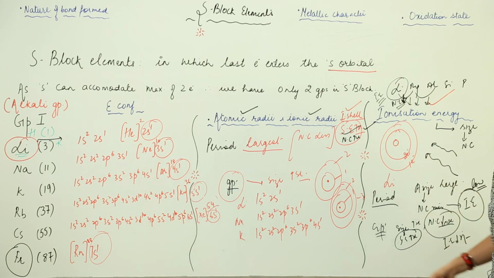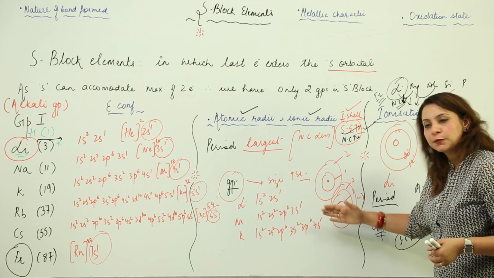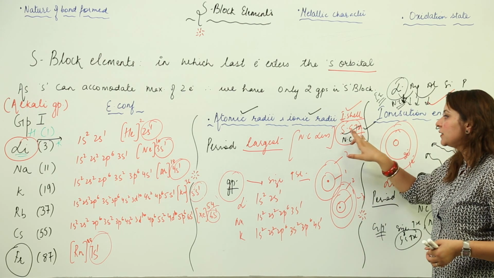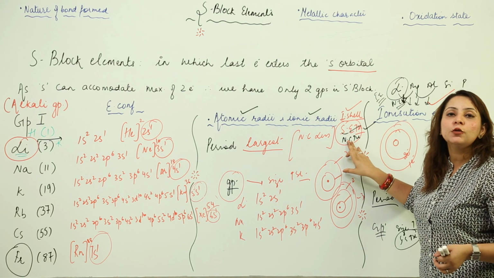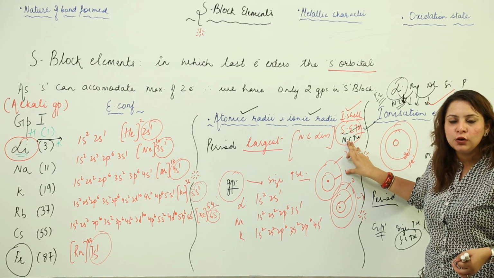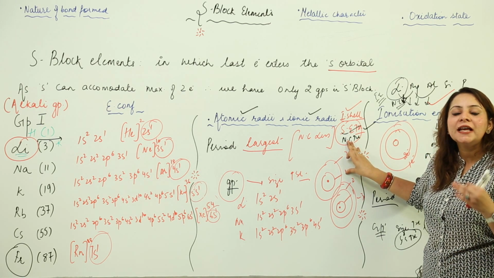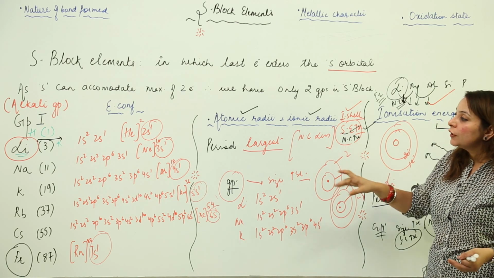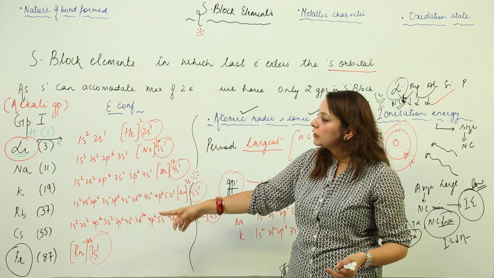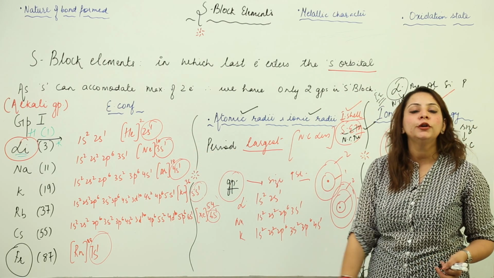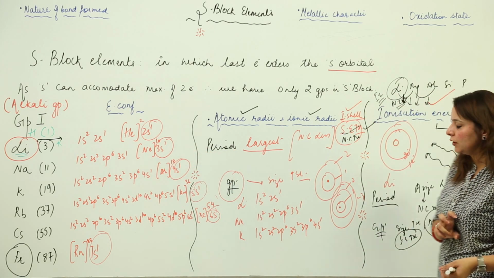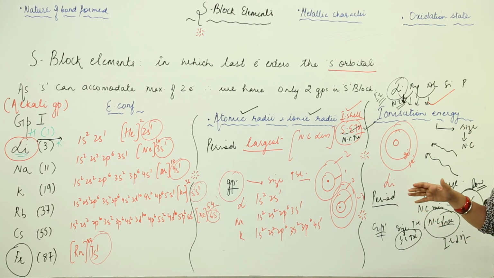As we are moving down, every time a new shell is being added. Addition of a new shell means the screening effect is increasing and nuclear charge is decreasing. So the outer shell electrons are experiencing less pull. Less pull means less ionization energy will be required. So if I talk of the members from lithium to cesium, lithium is going to possess the highest ionization energy and cesium is going to possess the lowest ionization energy. Now this is the talk about the first ionization energy.